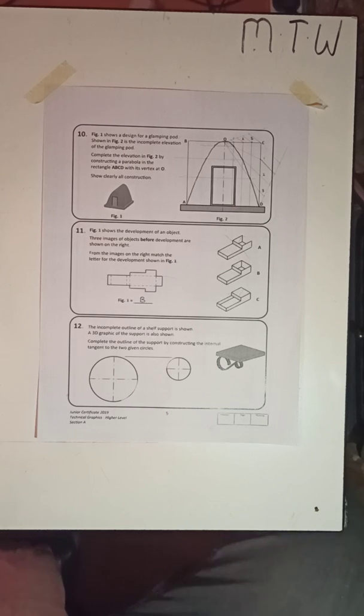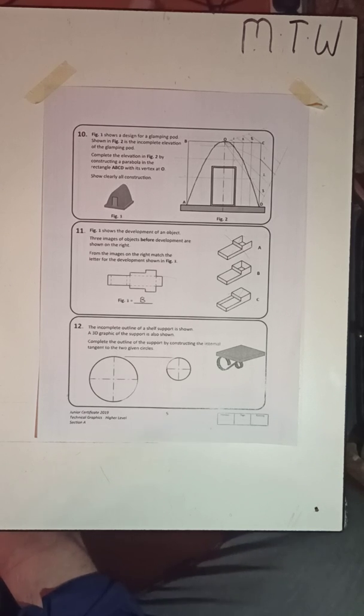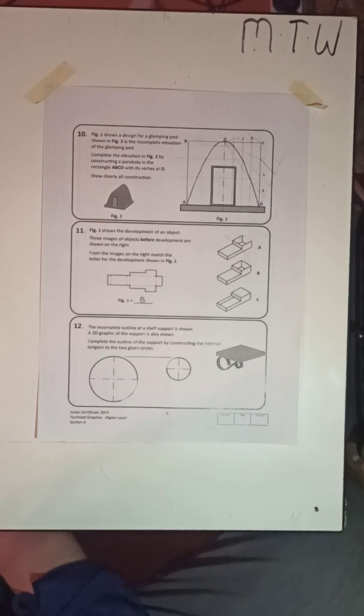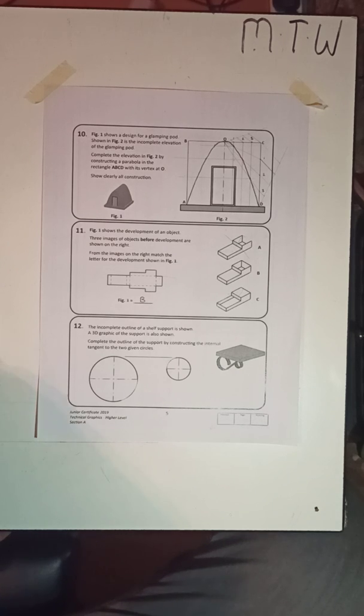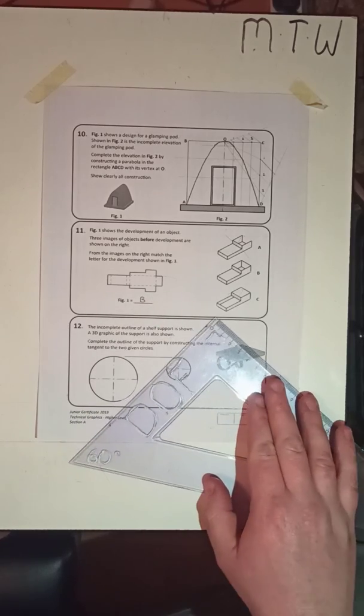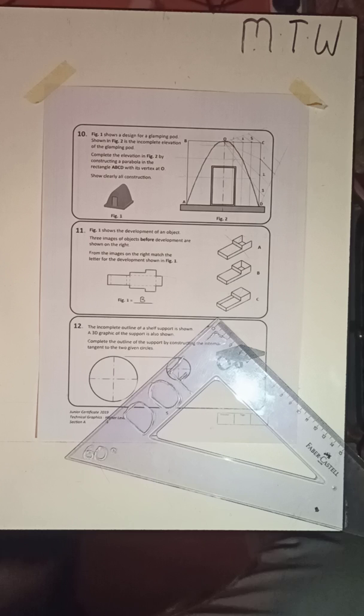So what have we got here? The incomplete outline of a shelf support is shown. A 3D graphic of the support is also shown. Complete the outline of the support by constructing the internal tangent of the two given circles. So an internal tangent, lads, means the tangent doesn't go like that, it goes like that. It goes on the inside.